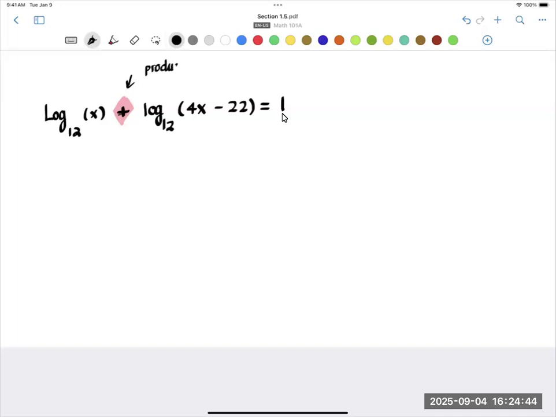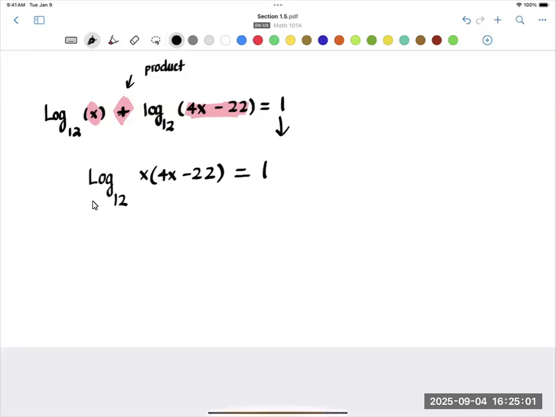So the product. What product? The logarithm with base 12 of what times what? Of x times 4x minus 22. So x times 4x minus 22. And the right side is still the same, equal to 1.